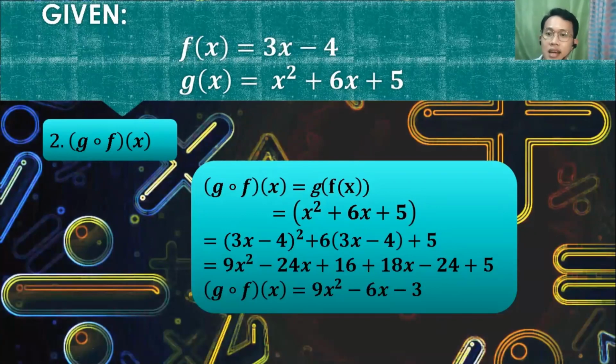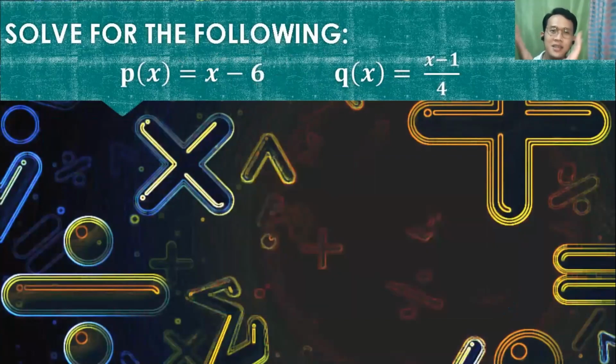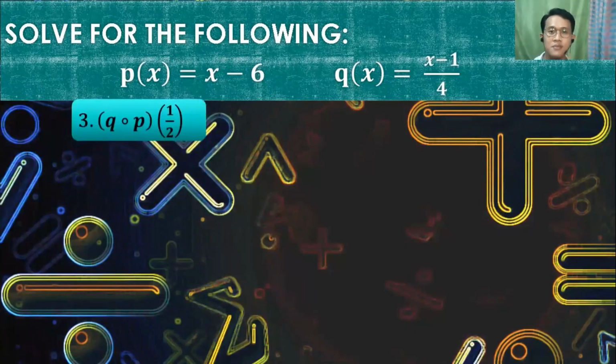So basically, this answer is different from the first composition, right? Therefore, our g composition of f of x is equal to 9x squared minus 6x minus 3. Now it's your turn. Solve the following. Let's have number 3. Let's see if you are going to have the same answer as me.